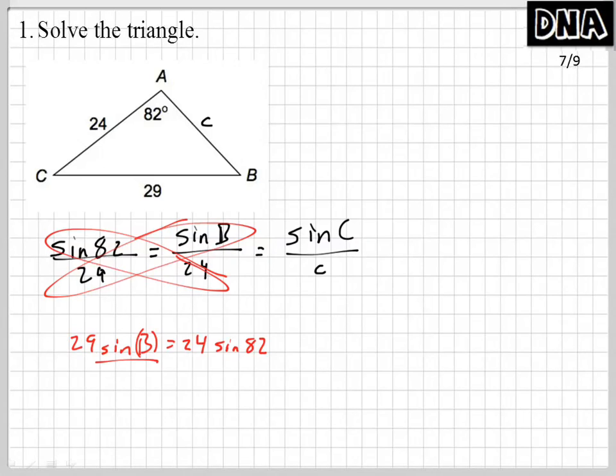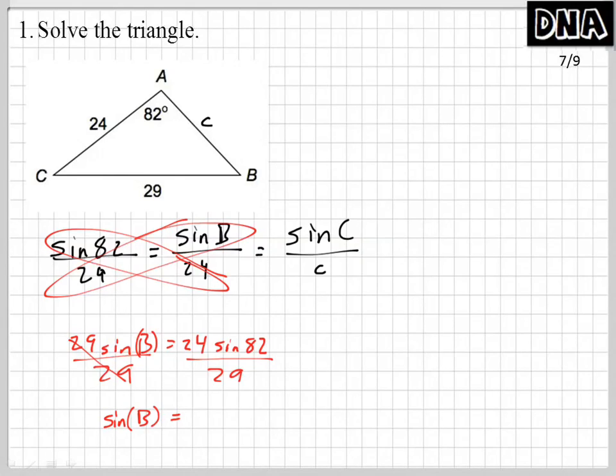29 is multiplying the sine. What's the inverse of multiply? Divide. So we have to divide. So we're going to divide by 29 right here, so that 29 is gone, and divide this side by 29. So now we're left with sine of b, and b is inside the sine.